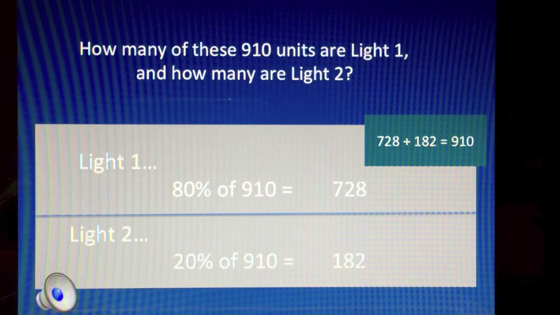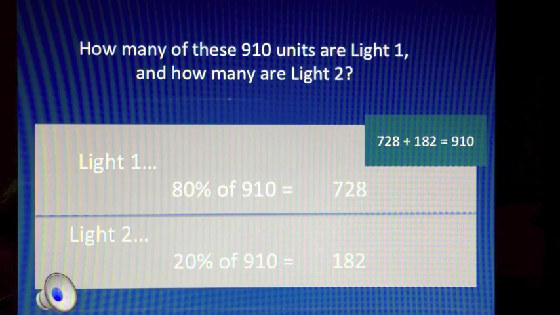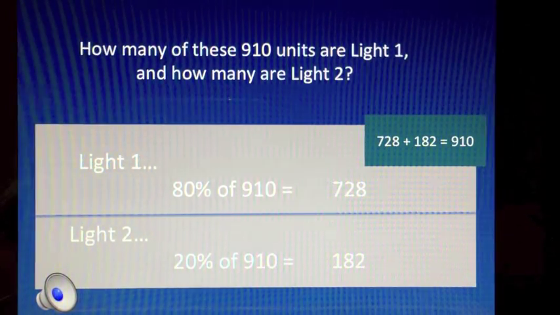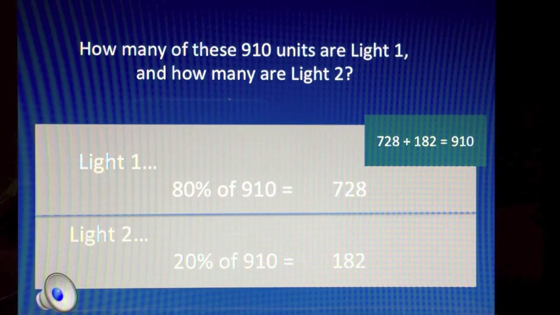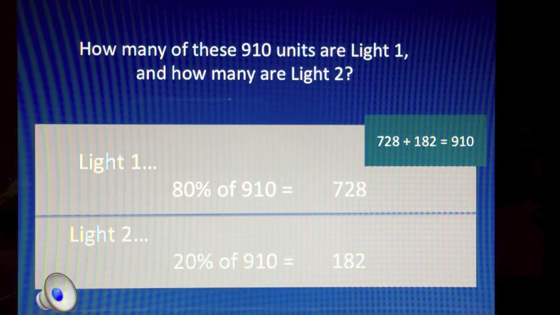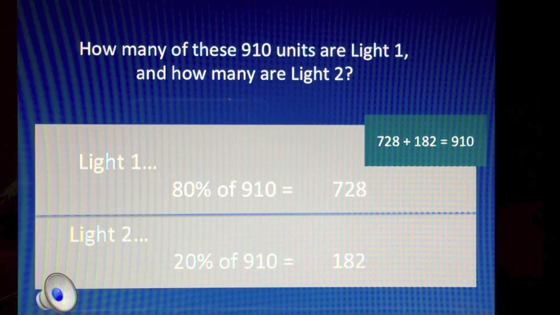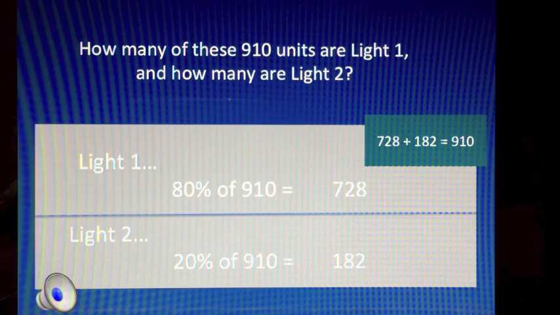But there is one more question to answer: how many light 1s will we sell and how many light 2s will we sell? By multiplying 910 units by 0.8, we learn that 728 is 80% of 910, and the amount of light 1s we will sell. Same for light 2: 910 multiplied by 0.2, or 20%, is 182. So we will sell 182 units of light 2 to hit our break-even point. Quick reminder, the sum of the two proportions is 910, which was our break-even point in total units.